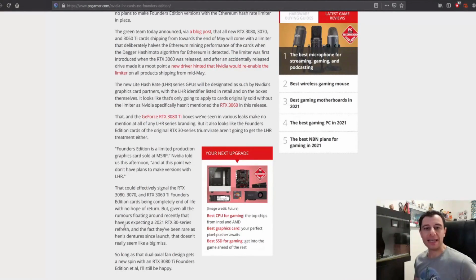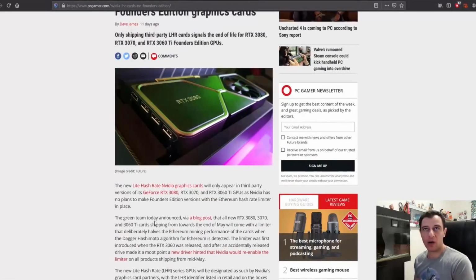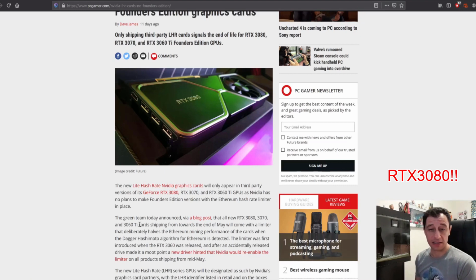So I'll just put a link down to this article in the description below, and have a read through this as well. And you can also research some other articles as well. But I thought I would share this with you since recently I had released a video stating that there are going to be Lite Hash-Rate cards released on the RTX 3060, 3070 and 3060 Ti's. And this kind of puts a spin on things a bit when it comes to the Founders Edition cards.